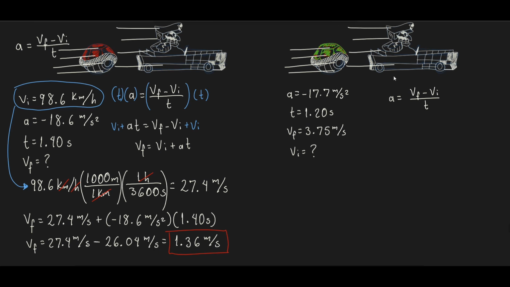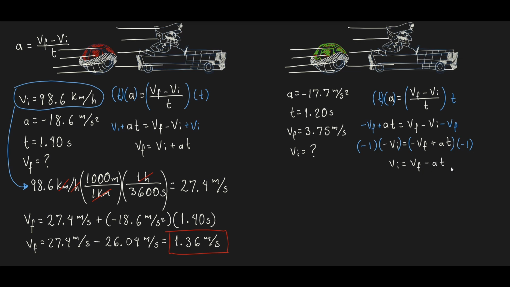We start from the same equation, A equals Vf minus Vi over t. We multiply by t on both sides and then subtract Vf also on both sides to get At minus Vf equals negative Vi. We multiply both sides by negative 1 so that the initial speed is positive, and we end up with Vi equals Vf minus At.